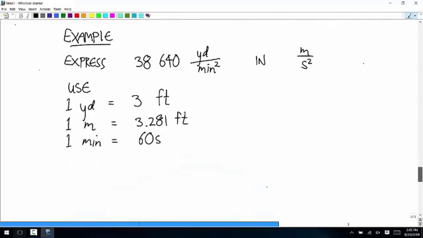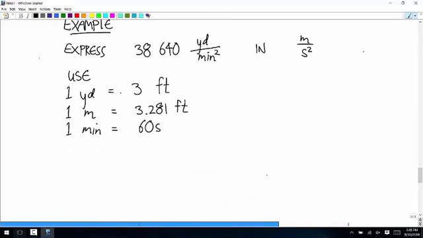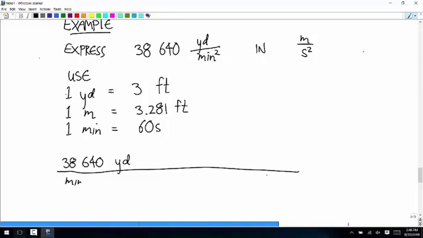Well, it's given in yards. If I would have given you a conversion straight from yards to meters, then that would have been fine. But I didn't give you that, so we're going to have to do it in 2 steps. So our starting value is 38,640 yards, and then it's per minute squared. The way I'm going to do this is I'm going to write this as minutes times minutes. The flow of what I'm going to do is go from yards to feet, then feet to meters, and then minutes to seconds. So to go from yards to feet, to cancel the yards in the numerator of our starting value, we want the yards in the denominator of the conversion factor.